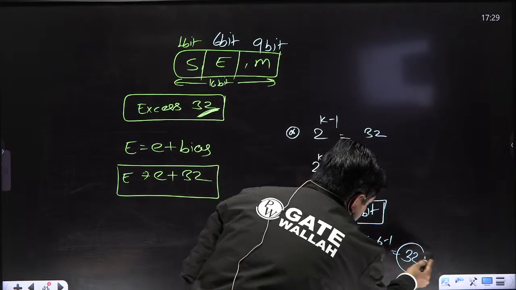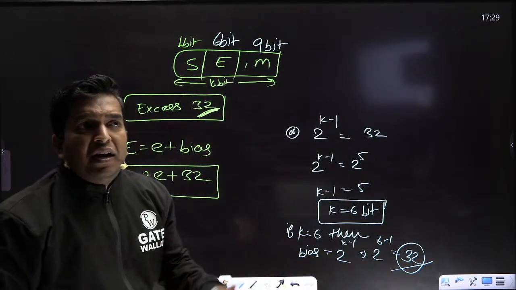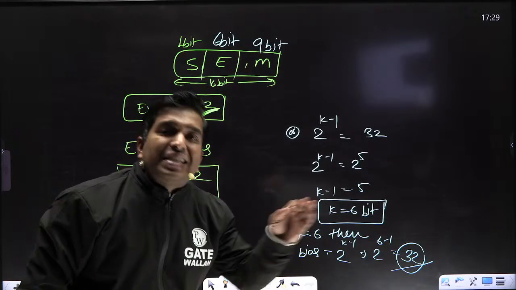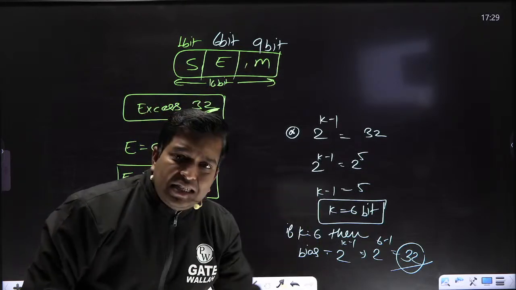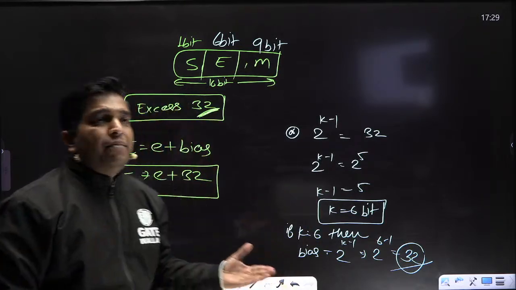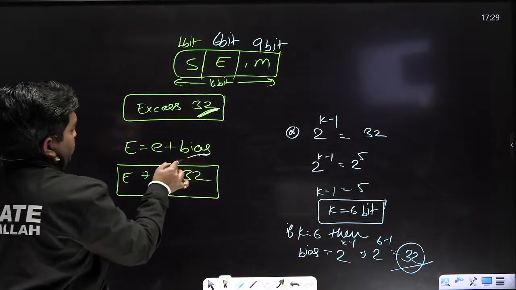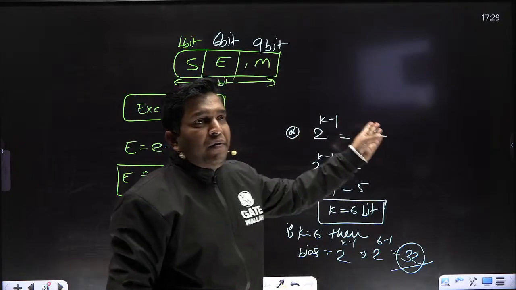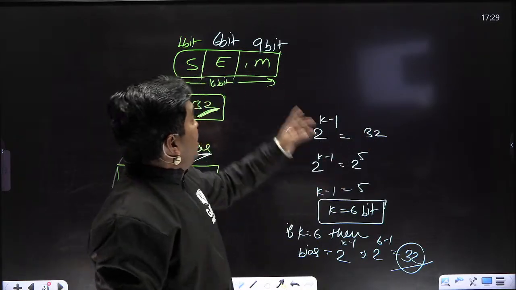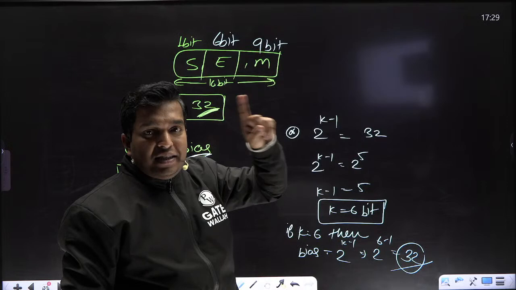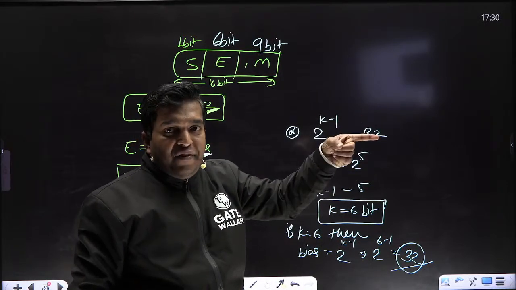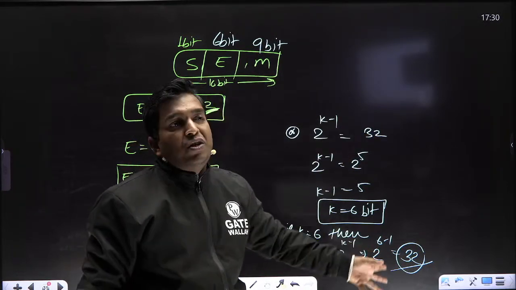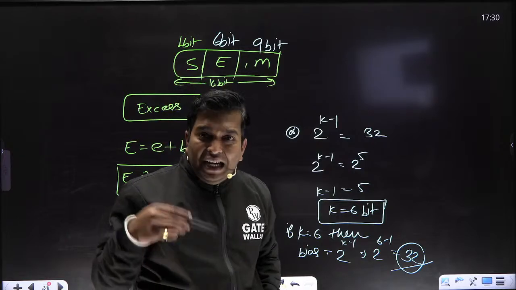32. So whenever sometimes they give an excess code, excess 16, excess 32, what you have to understand is that the bias value here is 32. Why 32? Because that value is equivalent to 2 raised to power k minus 1. You can see the exponent is 6 bit. When the exponent is 6 bit without IEEE 754, then what is the bias? 32. Crystal clear?